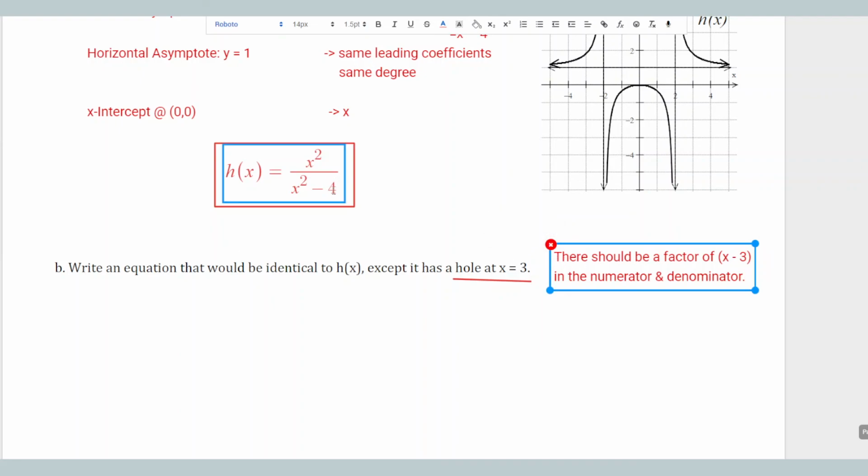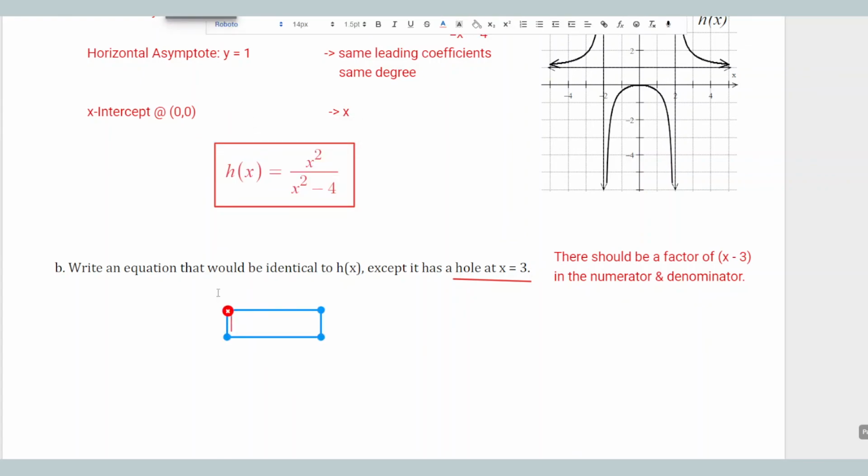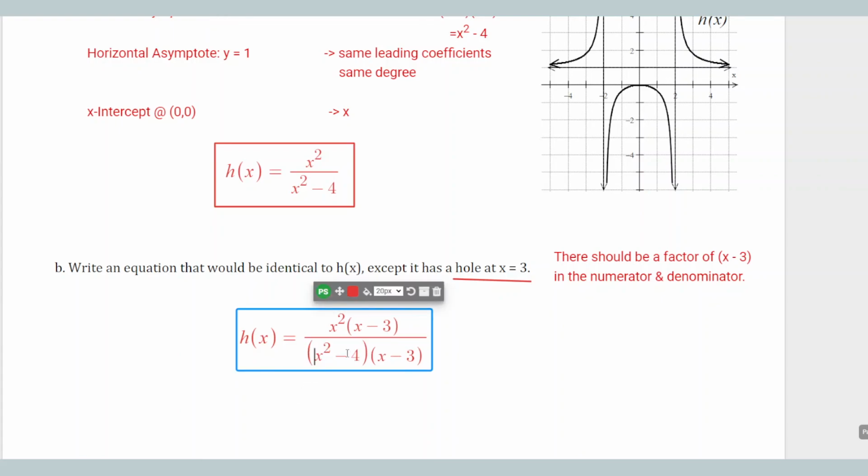So I'm going to take this function h of x, which has no hole, and I'm going to inject a hole into it. So let's see how that will play out. I'm going to multiply the top by x minus 3 because I need that one, and I need an x minus 3 on the bottom to make that hole. And yeah, there you go. There's the polynomial. Writing it like this is just fine.